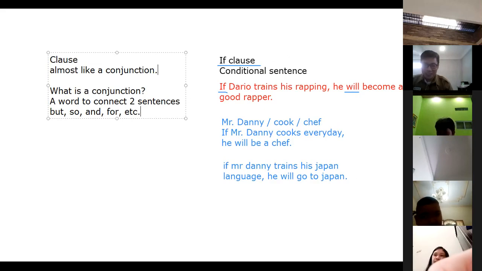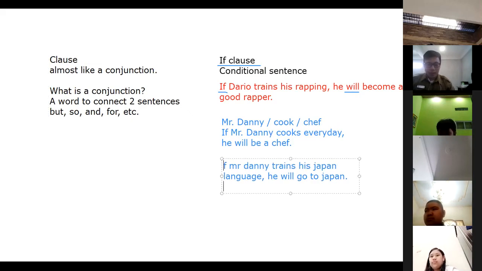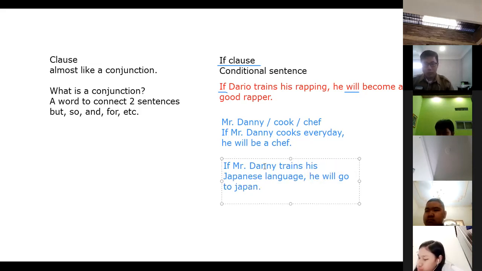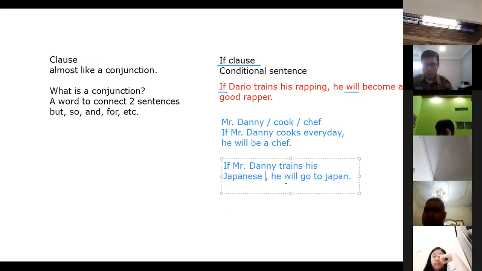Japanese language or Japan language? Kalau gitu Japanese. This one is from Jeffrey. Okay. Jeffrey said, if Mr. Danny, okay, let me correct it. I will also tell you to be careful with your capital letters. This one, because it's a language, you don't need to use language, just use Japanese.